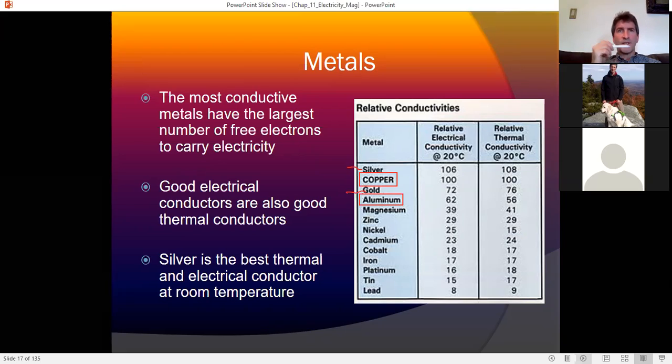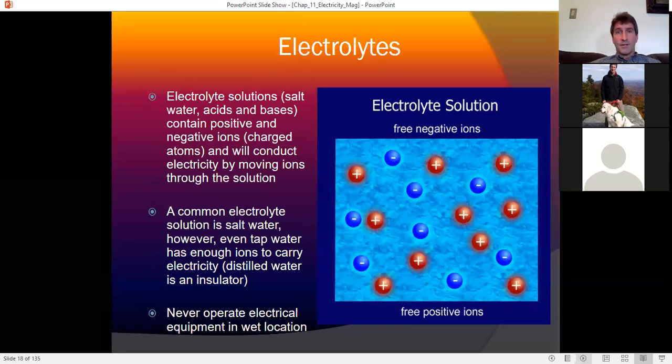So inside your house, most of it will be some alloy of copper, okay? For the service into your house, they'll use aluminum where they can use thicker wires and get a much better connection there. So metals, great conductors. Electrolytes are actually good conductors.